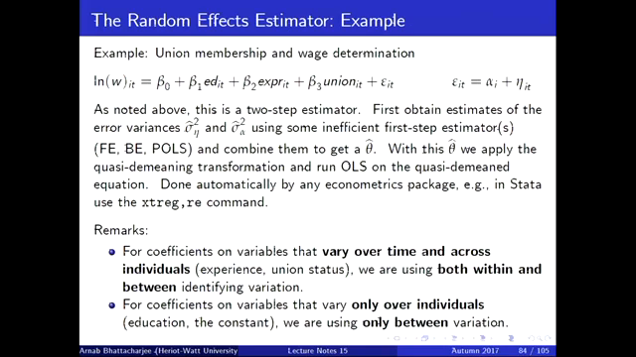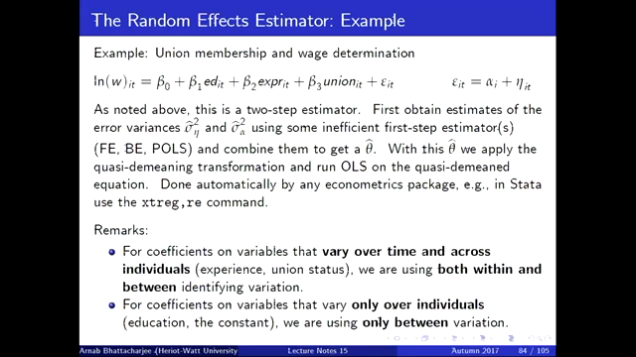Okay, random effects estimator. Back to our standard example: union membership and wage determination. So wages on the left hand side, we have education, experience, union membership on the right hand side. We are doing random effects estimation. Remember, it is a two-step estimator, two-step rather than two-stage. Just know the difference between the two. Mark has discussed this in the context of two-stage least squares. Right, so it is a two-step estimator.